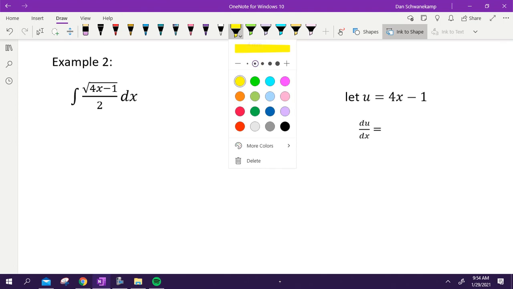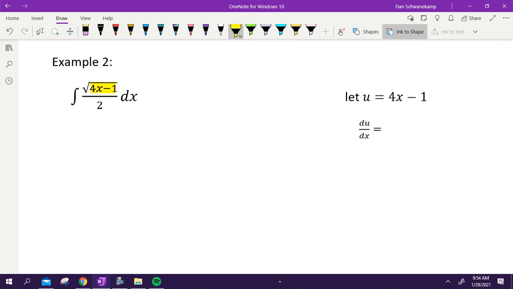Why do you think I chose 4x minus 1? It's what's in the parentheses, or in this case, what's in the square root. Same difference. It's what's inside. It's the inside. It's reverse chain rule. Okay, that's going to be my u.